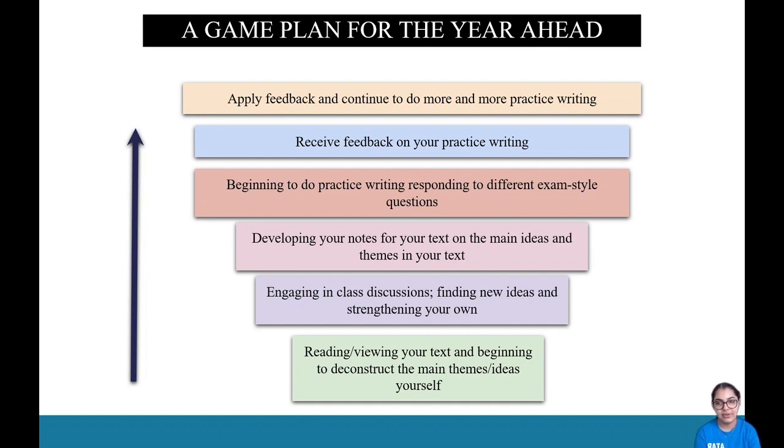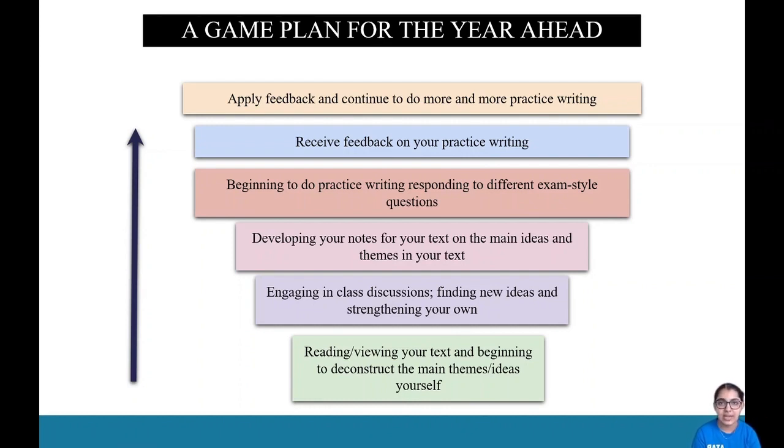Okay, now let's have a look at a sample game plan. So it's not that you have to do this, but I think this is a really good holistic approach to English for the year ahead. So first things first, I kind of already spoke about it. Begin by reading or viewing your text. Think about the main ideas, start deconstructing them by yourself. Then engage in class discussions.